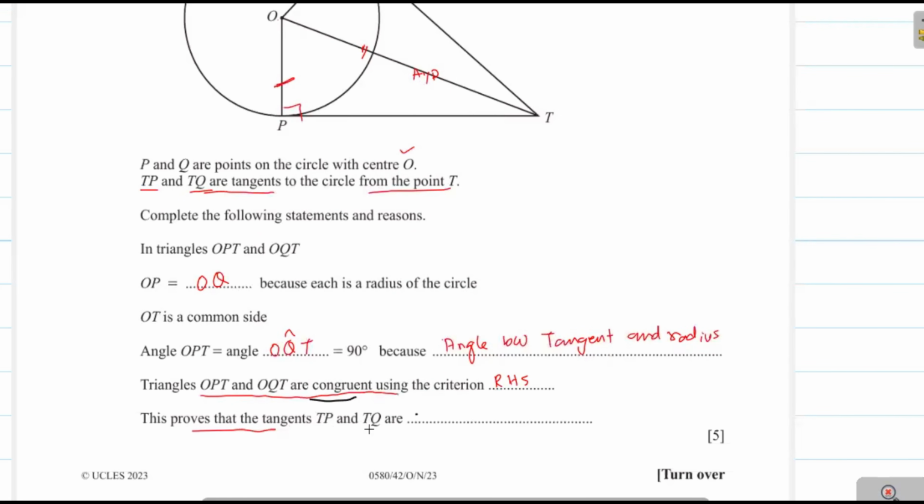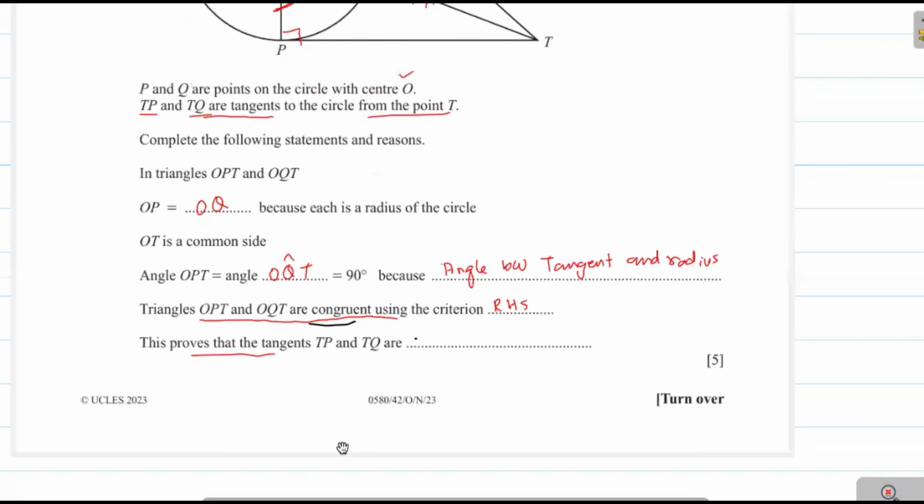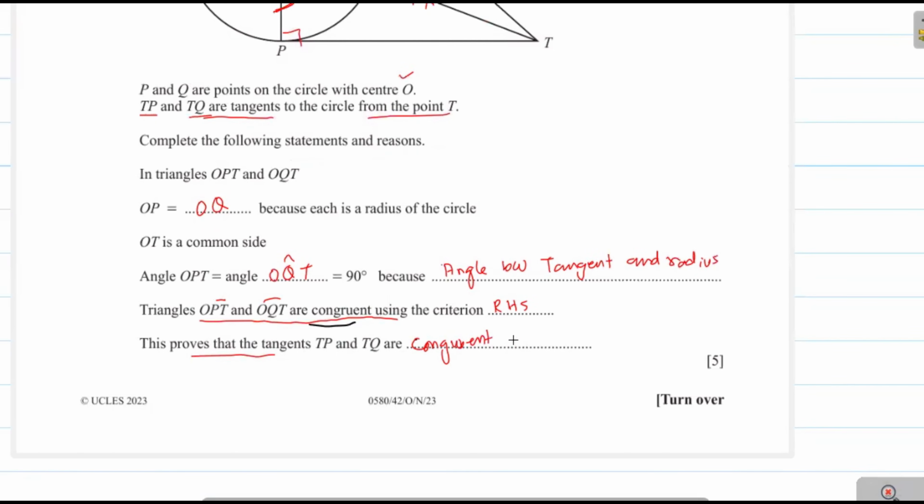This proves that tangents TP and TQ are equal because TP and TQ are corresponding sides of congruent triangles, which are congruent, because triangle OPT is congruent to triangle OQT.